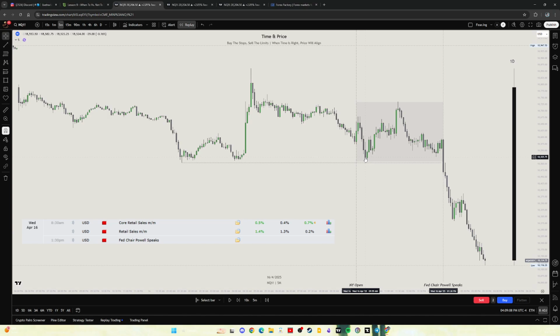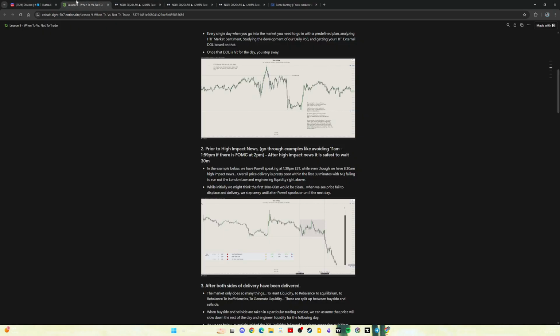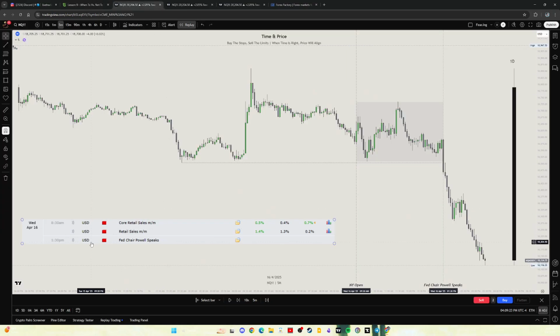Without running out this low, as we can see, we just engineered liquidity at the lows. When we see something like this happen, we just want to avoid all of the market until that significant news event is released, 1:30 p.m. news. When we see price engineer liquidity prior to a high impact news event, you want to wait.